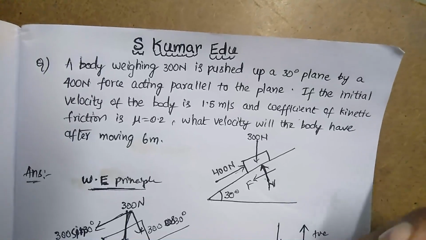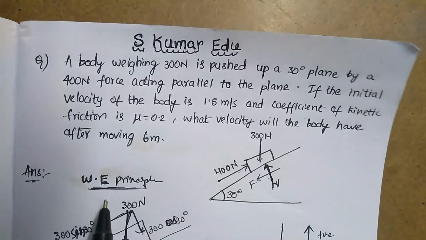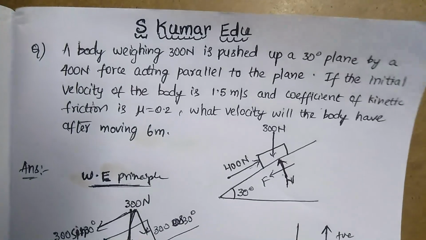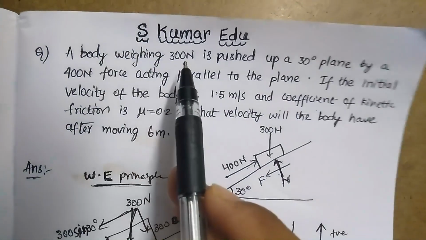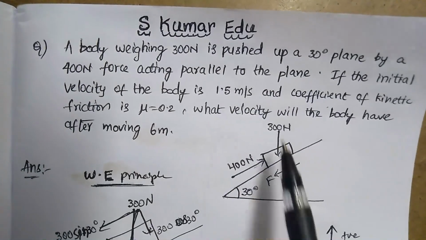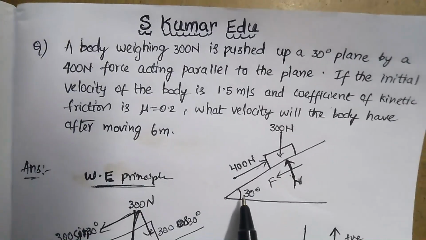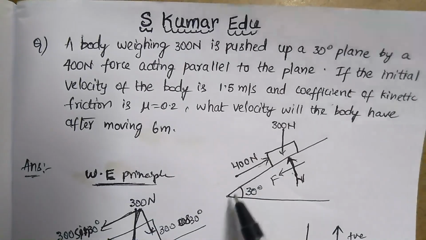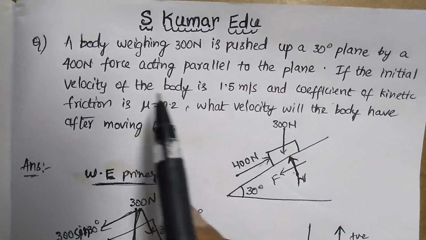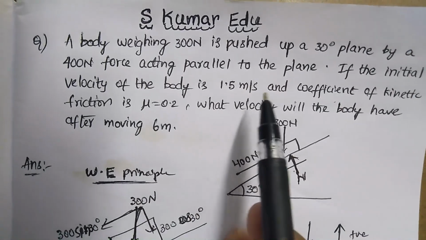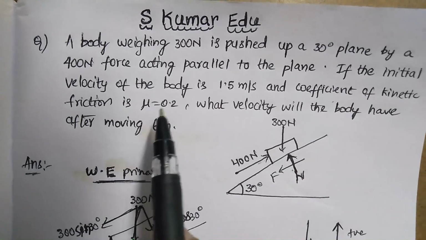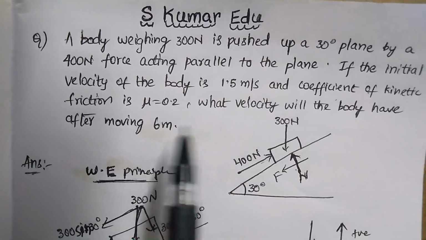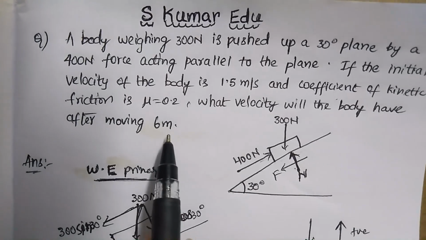In this video we are going to solve a small problem related to the work energy principle. So let's look at the problem first. A body weighing 300 newtons is pushed up a 30 degree plane by a 400 newtons force acting parallel to the plane. If the initial velocity of the body is 1.5 meter per second and the coefficient of kinetic friction is mu equal to 0.2, what velocity will the body have after moving 6 meters? Here 6 meters is the displacement of the body.